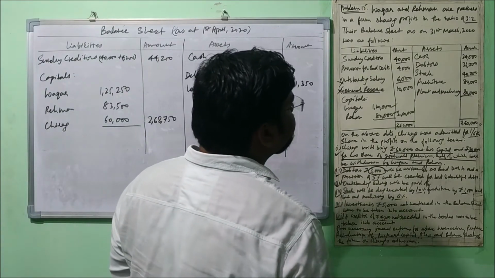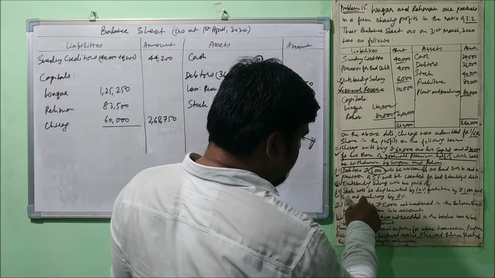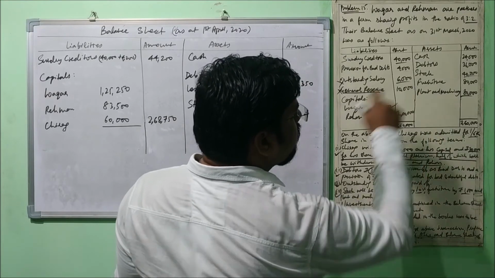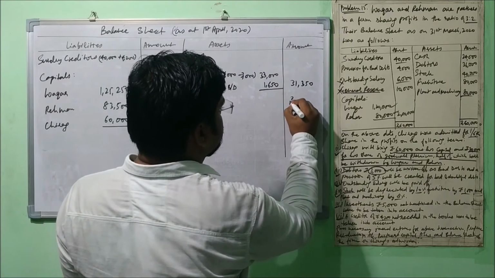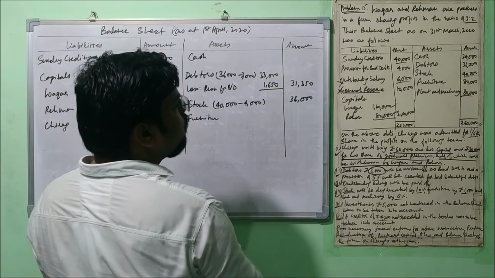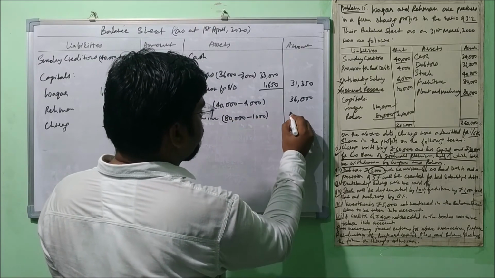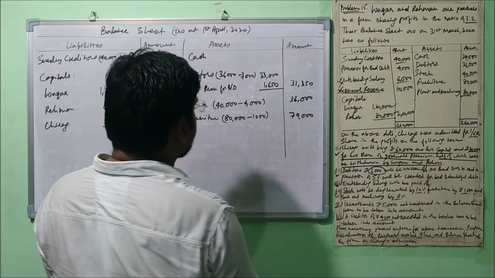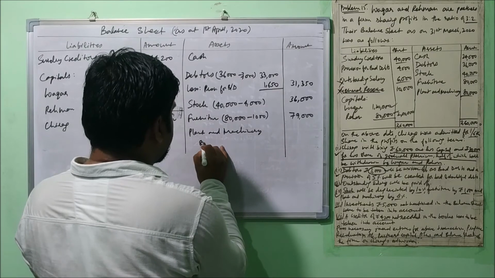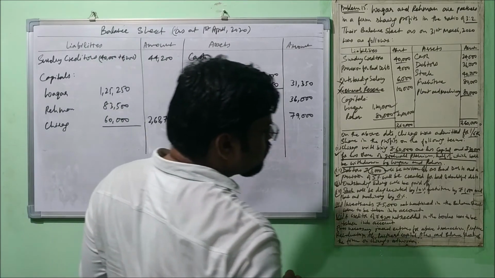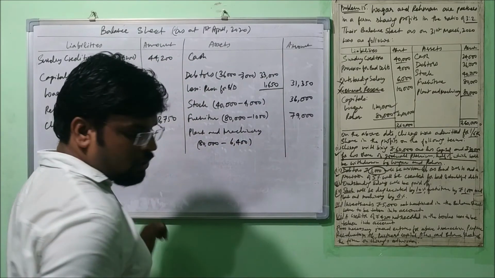Now move further. Stock. See, stock was there of 40,000 and 10% stock was reduced. It means by 4,000 it will be deducted. It will come out 36,000. Now let's talk about furniture. Furniture value was 80,000 and the depreciation was there of only 1,000. So it will be mentioned here by 79,000. Now let's talk about plant and machinery. Plant and machinery stood at 80,000. And how much deduction was there? 8% be 6,400.